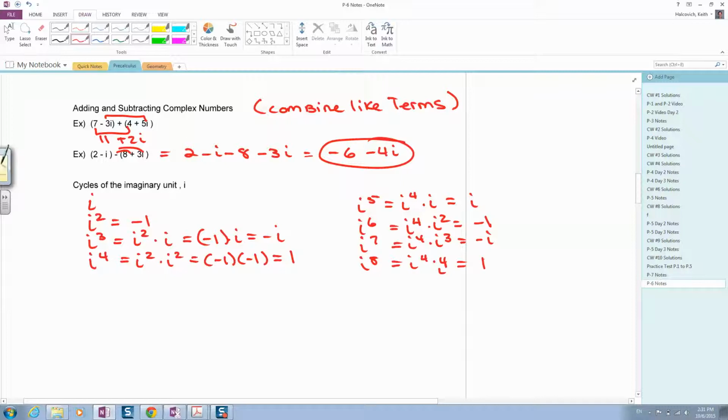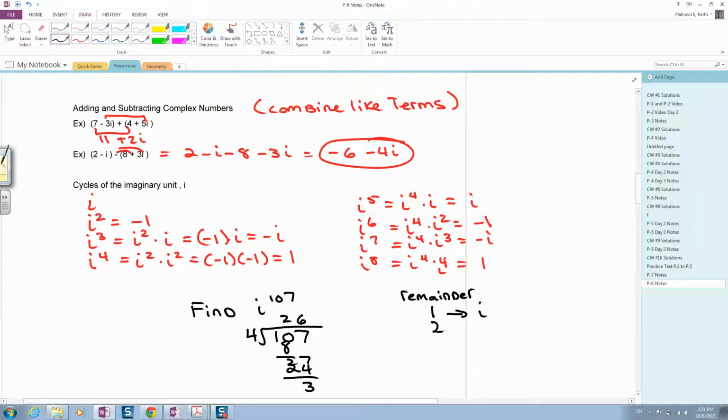So notice after every power of 4, it just repeats itself, which means if I wanted to find i to the 107th, what I would do is divide the power 107 by 4. In this case, it gives me 26 with a remainder of 3. I look at the remainder. If the remainder is 1, it's the same as i. 2 is the same as i squared. 3 is the same as i to the third.